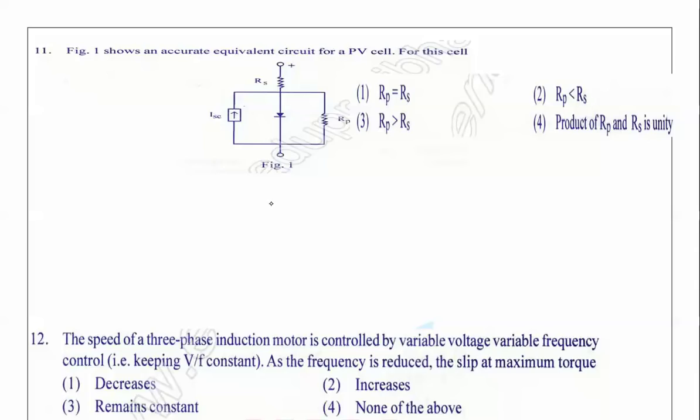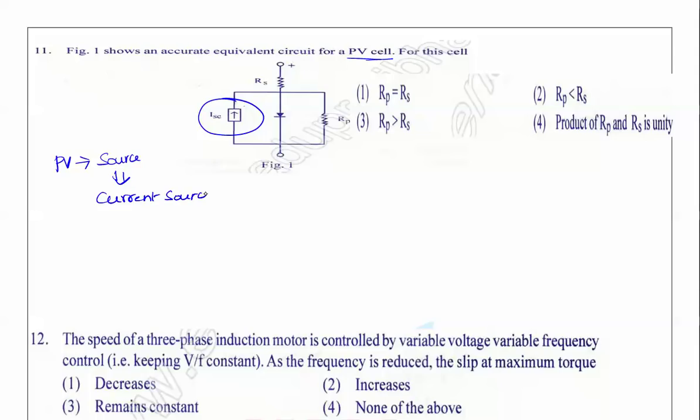Now we will continue our discussion on TSTRANSCO 2014 AE electrical solutions. The question on the screen is: Figure 1 shows an accurate equivalent circuit for a photovoltaic cell. Generally here they represented a current source. A photovoltaic cell is a source of energy, an electrical source, so they are representing it as a current source.